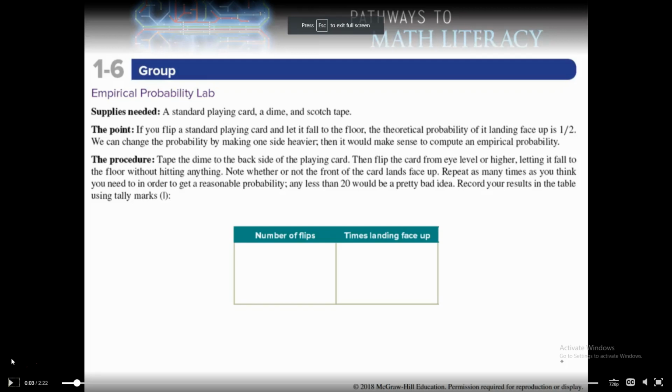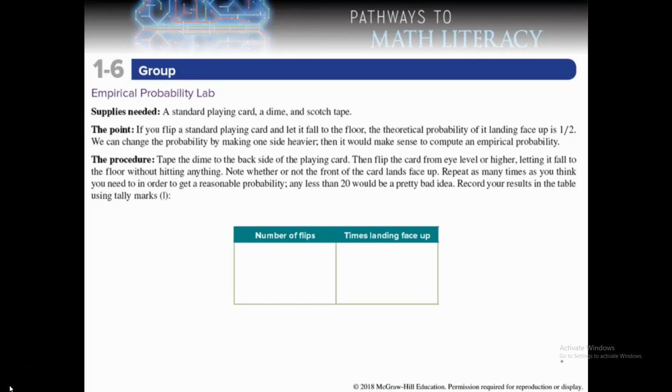Here you have to do a little bit of an experiment to get started. Tape a dime to a playing card and flip it a few times. And they suggest that any less than 20 would be a bad idea. I went ahead and did more than that to get better data. And so I flipped it 50 times, and it landed face up 33 of those times. So for this video, we'll use those values.